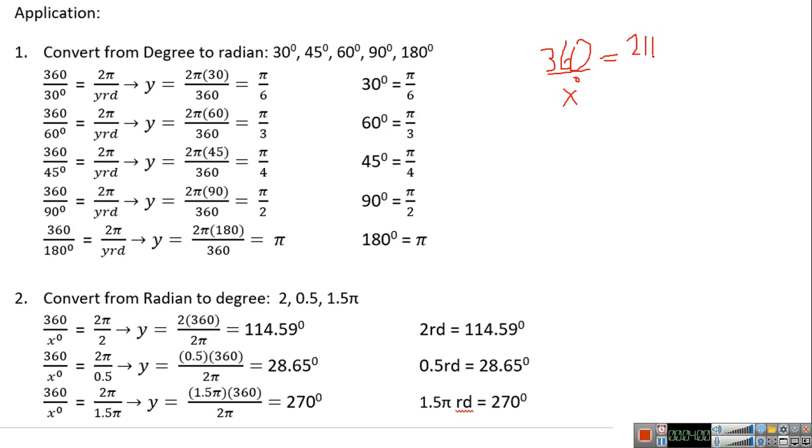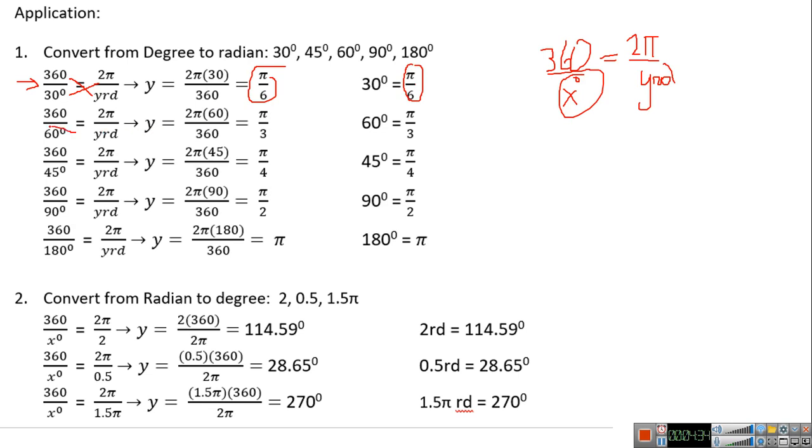Now we want to convert some well-known angles. We're going to use them most often in this chapter. I want to convert these degrees into radians. So 30 degrees: if you replace x by 30, you're going to get 360 over 30 equals pi over y radians. If you cross multiply, you're going to get y equals 2 pi times 30 over 360, which is pi over 6. So from now on, pi over 6 is the same as 30 degrees. Don't forget, you need to memorize it.